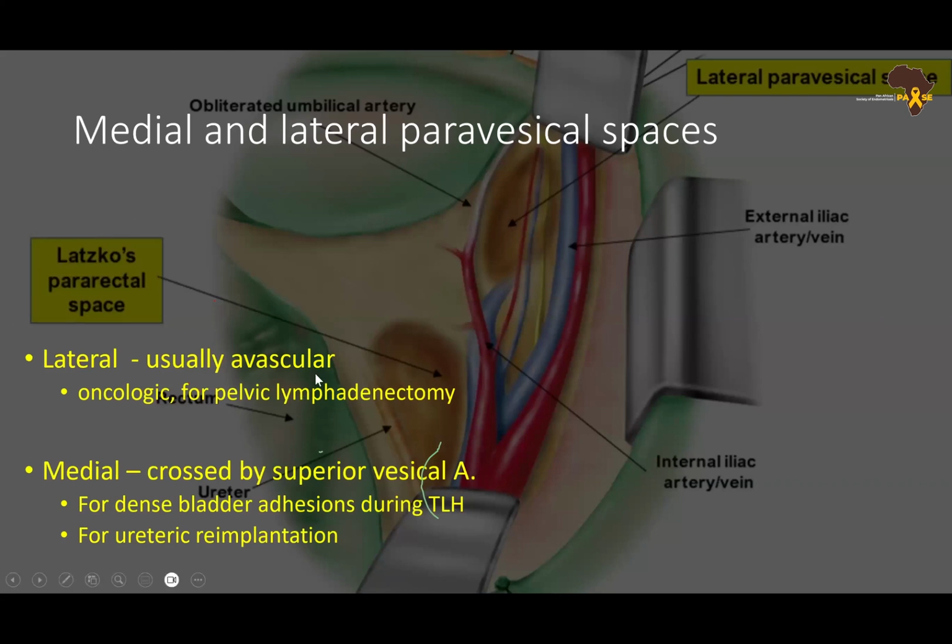The lateral space is for oncology, and it's usually avascular, can be used for lymphadenectomies. The medial space is crossed by this superior vesical artery, and it is used in endometriosis for dense bladder adhesions during TLH or in previous scars where you have adhesions in the midline. You'll have to approach it from the medial side, the lateral approach. And then you can also use it for ureteric reimplantations.